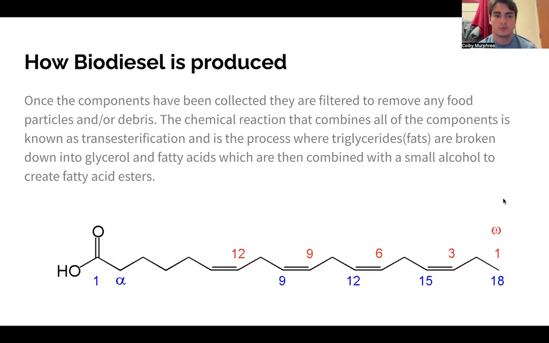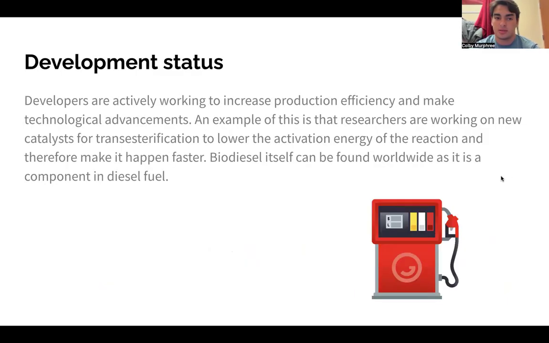So, how biodiesel is produced: once the components have been collected, they are filtered to remove any food particles and or debris. The chemical reaction that combines all these is known as transesterification, and it's a process where triglycerides or fats are broken down into glycerol and fatty acids, which are then combined with a small alcohol to create fatty acid esters.